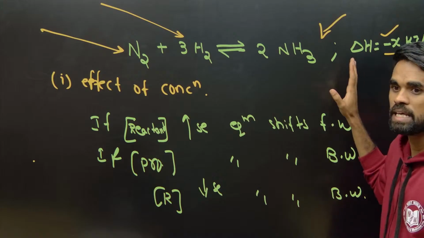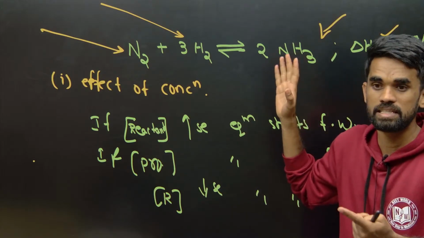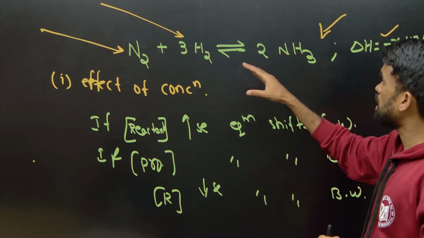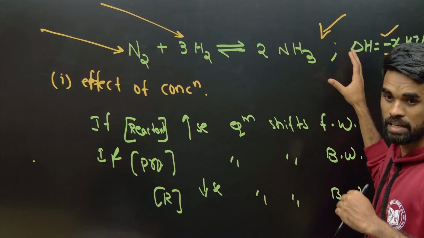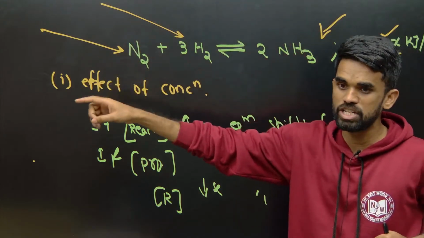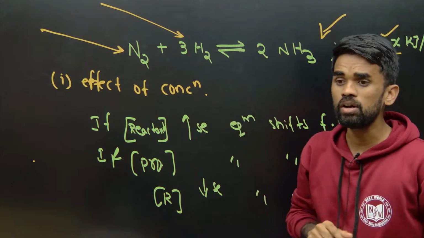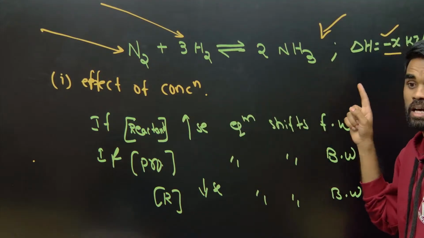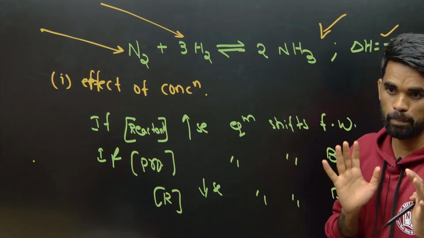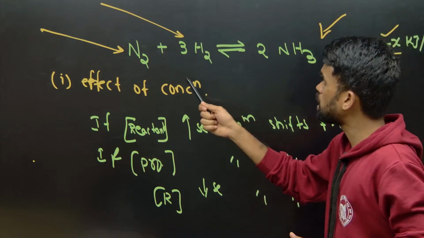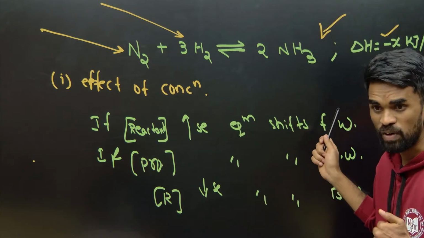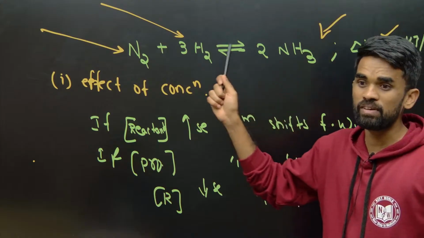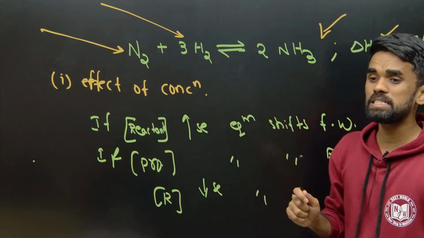So the system's heat, is it decreasing or increasing? Decreasing. So the final temperature of the system will be decreased when I compare with the initial temperature. So the forward reaction is favored by lowering the temperature. Low temperature favors the forward reaction, high temperature favors the backward.